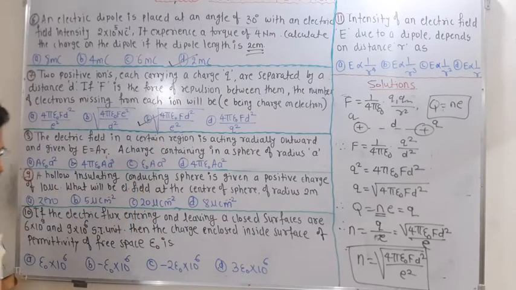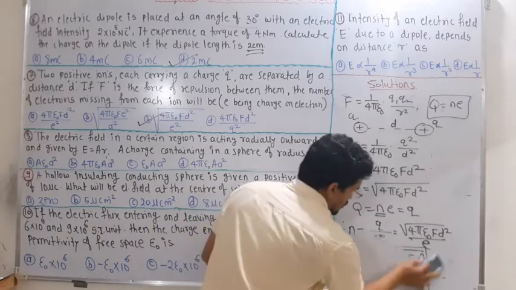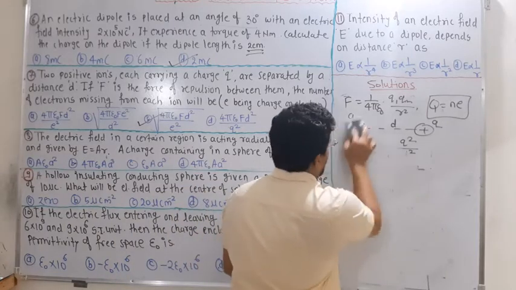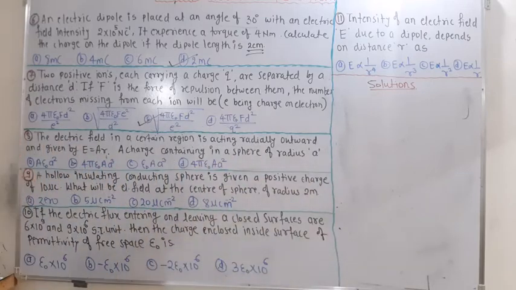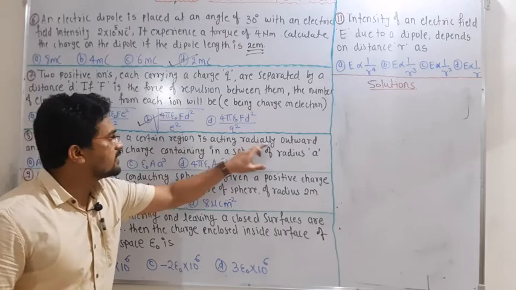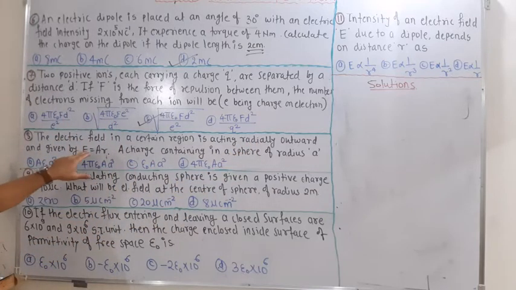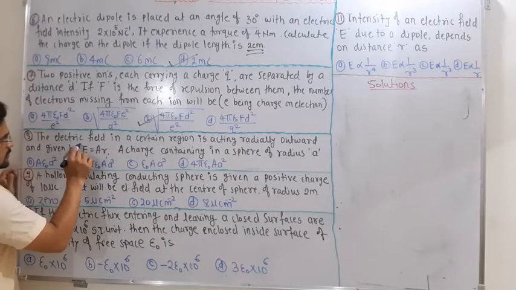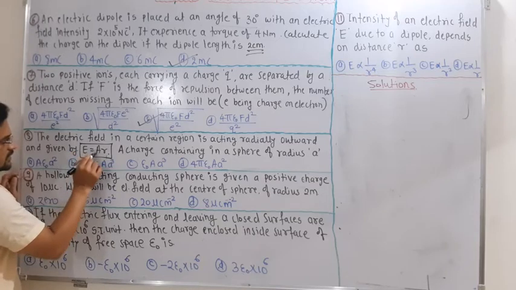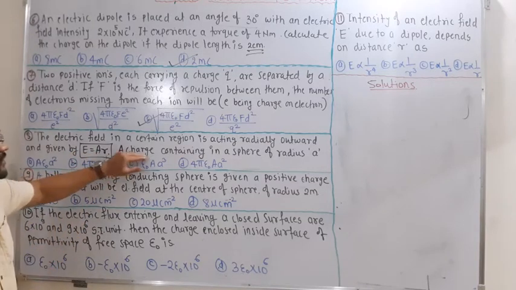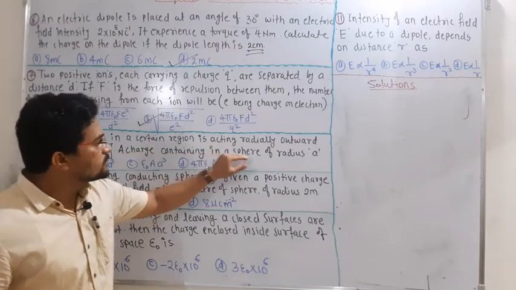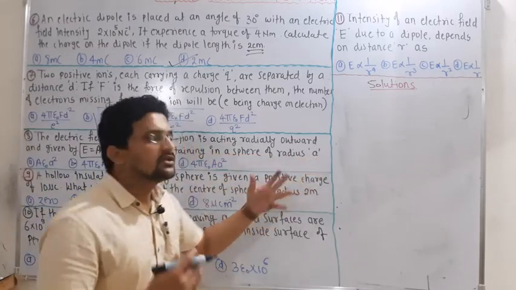So next, moving towards the next numerical. Here the electric field in a certain region is acting radially outward and given by E, that is A multiplied by R, where R is the radius. A charge contained in a sphere of radius A, then what will be the charge?